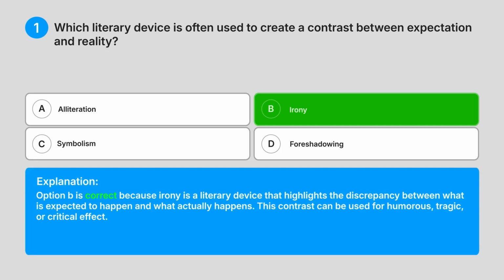Explanation: Option B is correct because irony is a literary device that highlights the discrepancy between what is expected to happen and what actually happens. This contrast can be used for humorous, tragic, or critical effect.